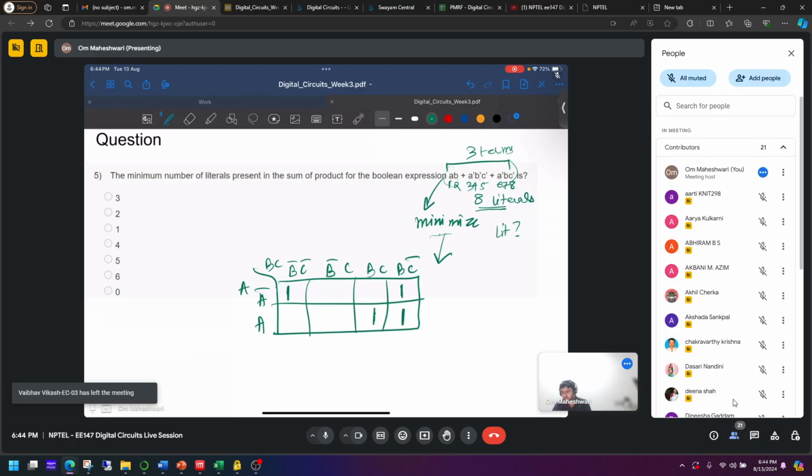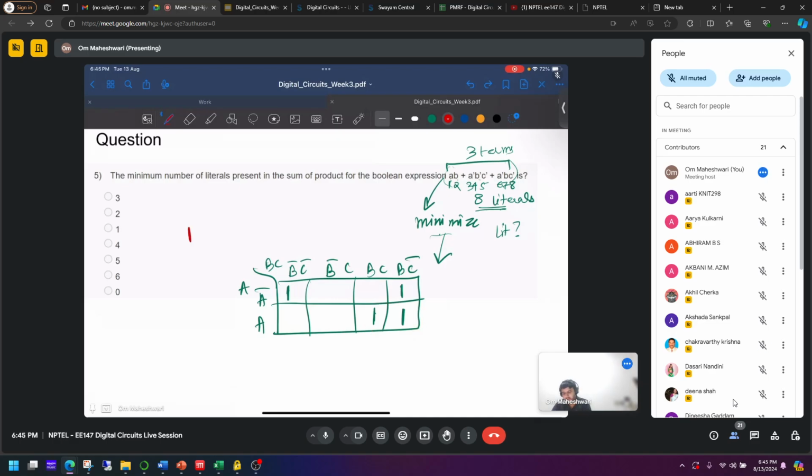Okay, so now we just make groups. This is one group, and this is one group. Sir, only three terms are there. Then how come four ones came here? Yeah, sure, we can make the groups again.